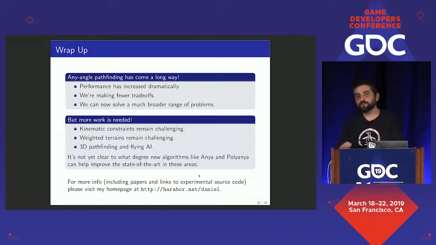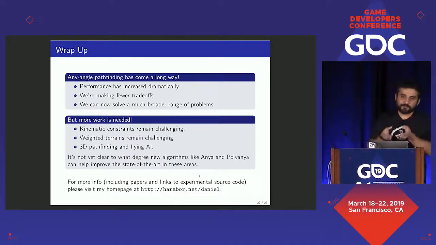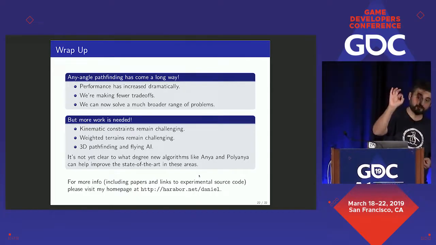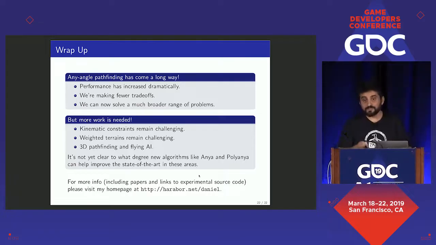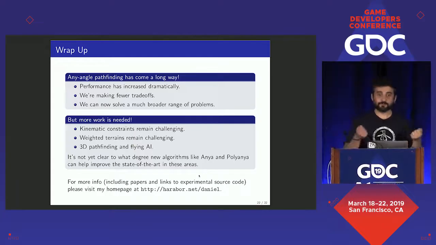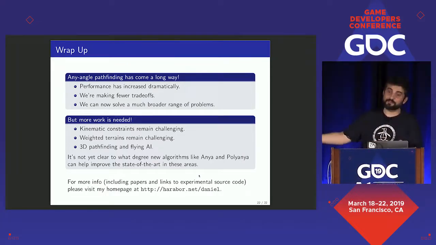On the other hand, there's more work that's needed, right? So what I've told you about is still a fairly simplified problem, right? There are only two terrain types, and we're considering point agents. Kinematic constraints, vehicles, turning arcs, they're still hard. Computing optimal paths with kinematic constraints is still incredibly challenging. Weighted terrains remain challenging, right? Here we had only traversable and non-traversable terrain, but if you have units that can walk on water, or maybe they have different movement costs, these problems are very hard to solve optimally and very fast. We don't have equivalent algorithms yet that can do this kind of problem solving.